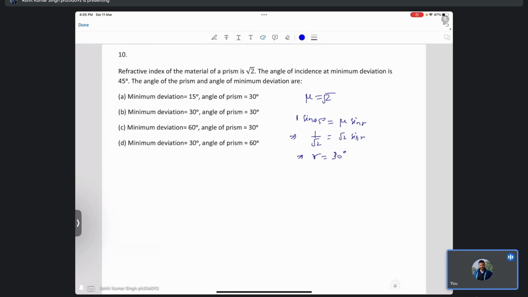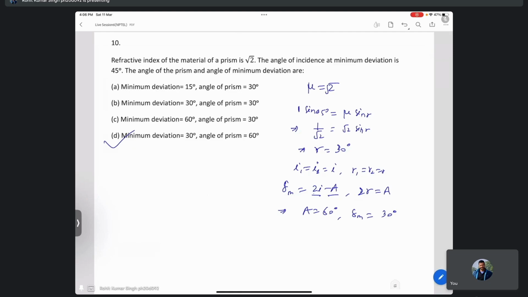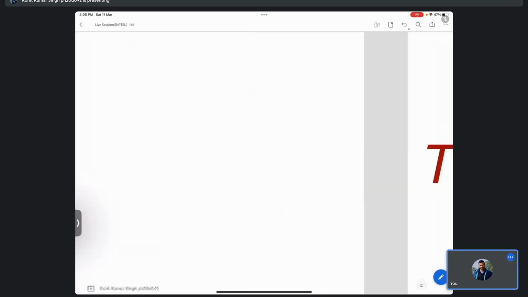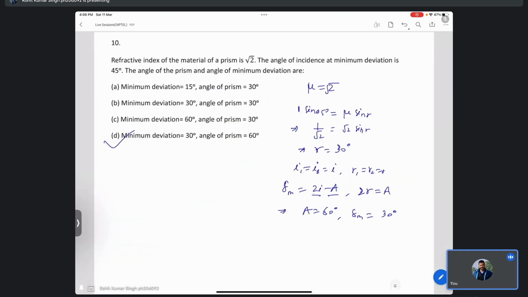Now for minimum deviation, I1 equals I2 equals i, and R1 equals R2 equals r, and we have the condition delta equals 2i minus A, and we have 2r equal to A. So A is simply 60 degrees, and the deviation is 2 into 45 minus 60, so 90 minus 60, 30 degrees, right? So which option is correct? This one, D. Yeah, so these were fairly simple problems, and I hope you have no doubt in anything.